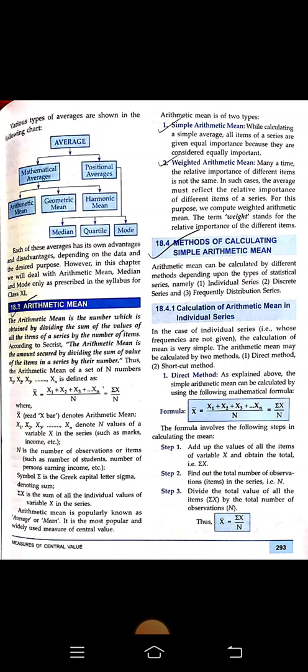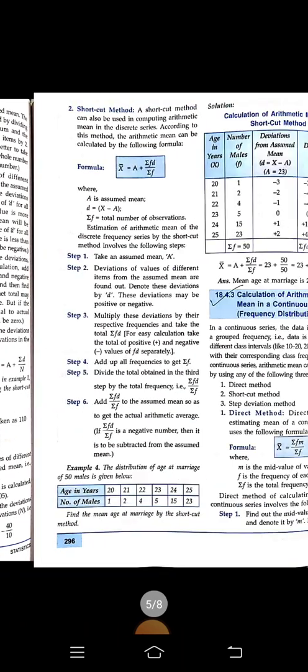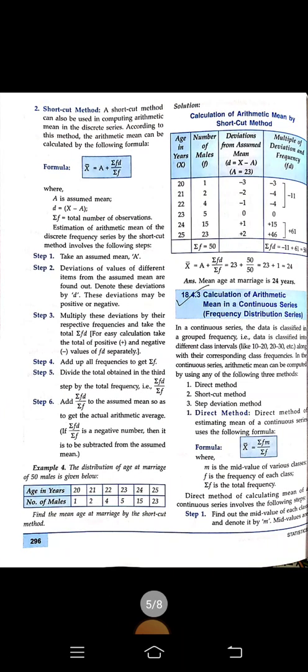What are the methods of calculating the simple arithmetic mean? Arithmetic mean can be calculated by simple methods depending upon the type of statistical series. First is the individual series, then we have the frequency distributed series or discrete series. We are having all these different kinds of calculations. Next we have the calculation of the frequency distributed series.